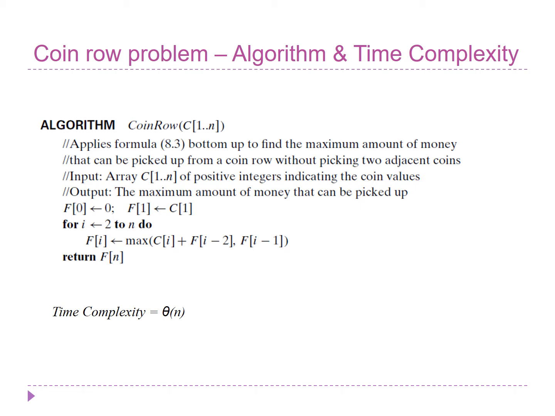The last value f of n holds the maxima for the coin row problem. The time complexity of the coin row problem equals theta of n.